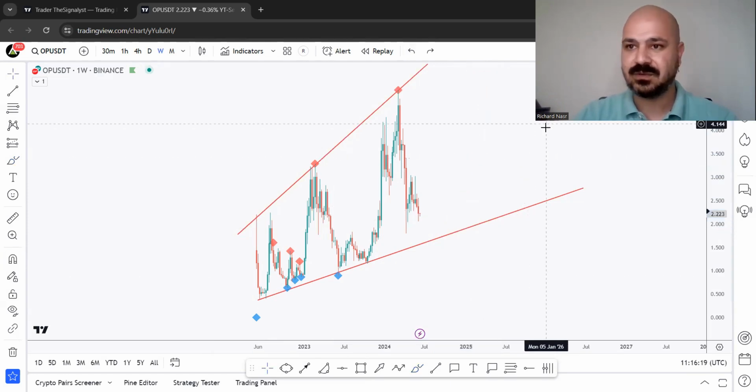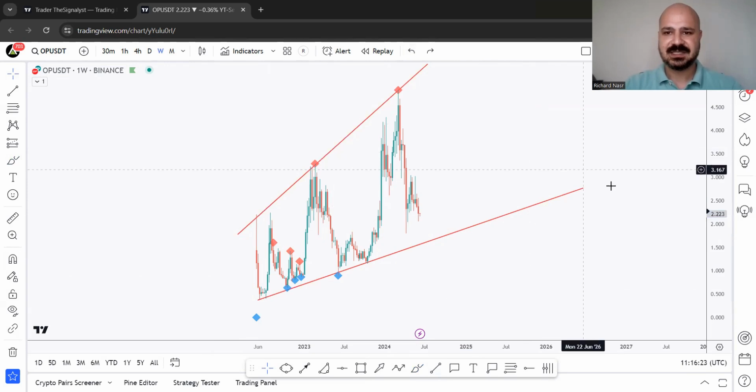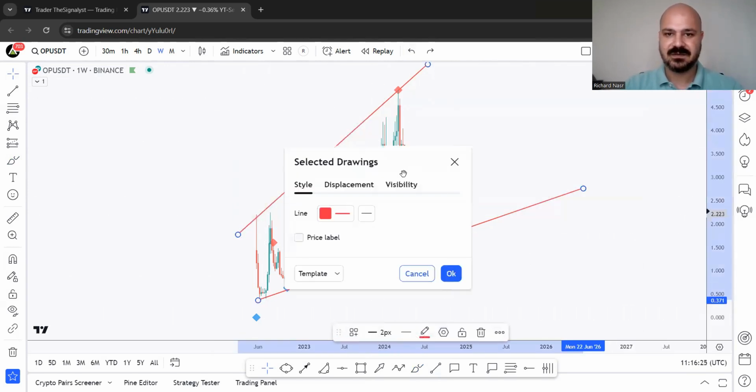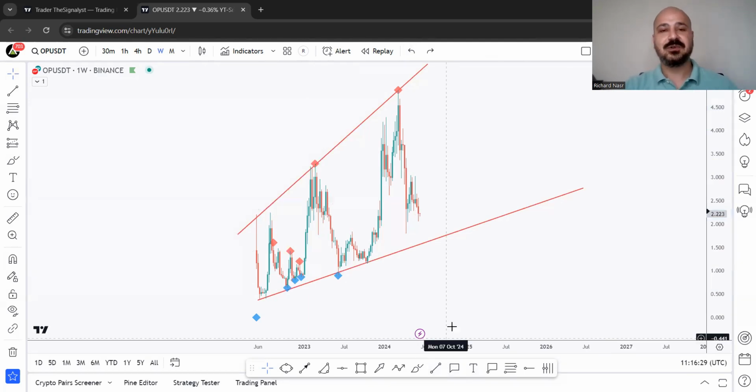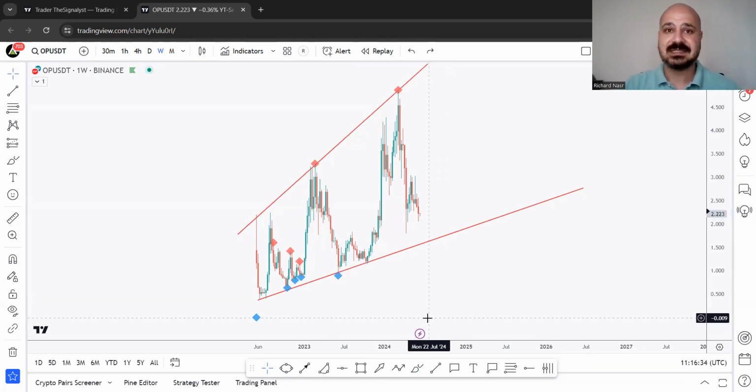Let me make my video smaller to focus on the chart. So this is it. I make sure it's appearing on lower time frames. Let's say daily, H4, perfect. So next, we want to go for structure. We want to go for supply and demand zones and so on. Maybe support and resistance as well.